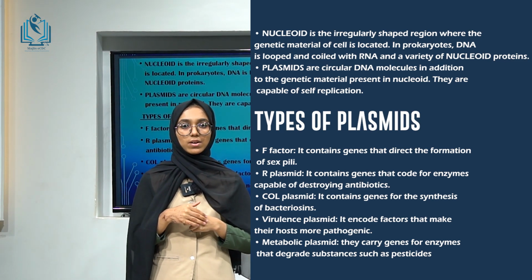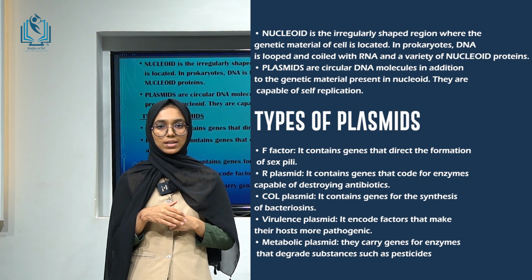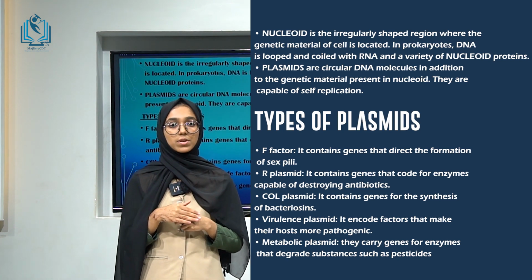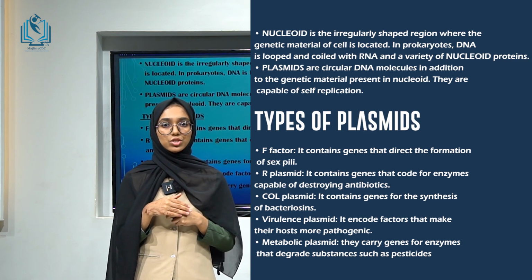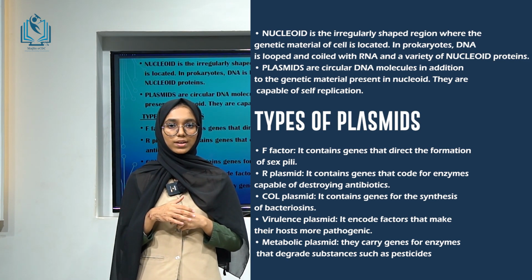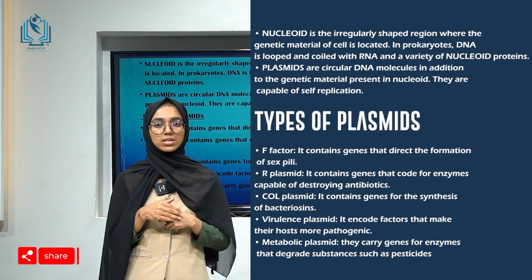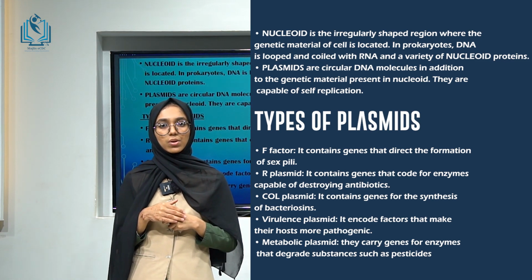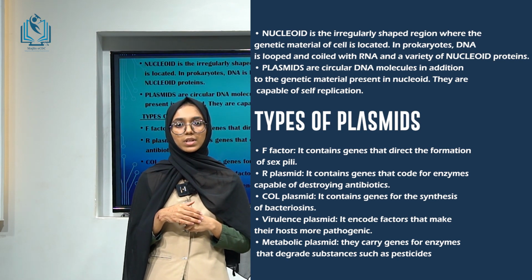Now let's discuss the types of plasmids. F factor. It contains genes that direct the formation of sex pili. R plasmid. It contains genes that encode enzymes which are capable of destroying antibiotics. Col plasmid contains genes for the synthesis of bacteriocins. Bacteriocins are bacterial proteins that destroy bacteria.